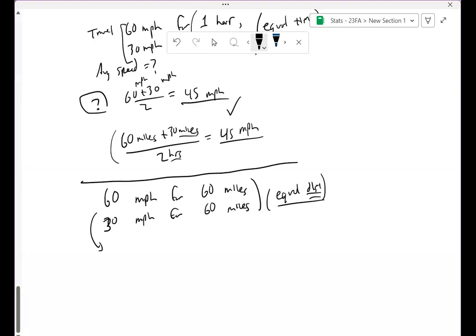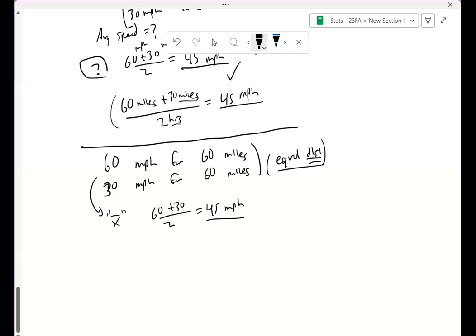Well, my X bar is 60 plus 30 over 2, which is 45 miles per hour, seemingly for my average speed. Is this consistent with what actually happened? Well, how far did I travel? I traveled 60 miles plus 60 miles. I traveled 120 miles.